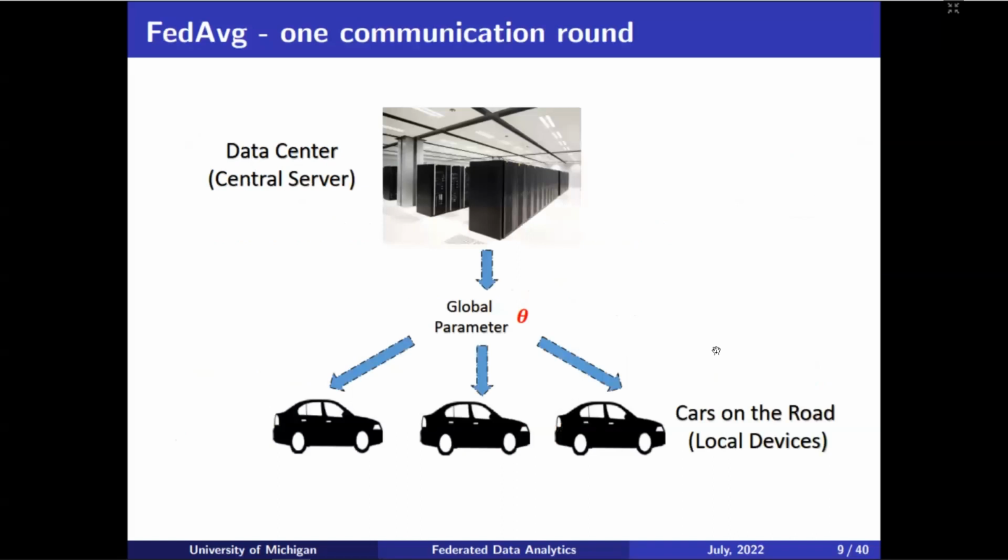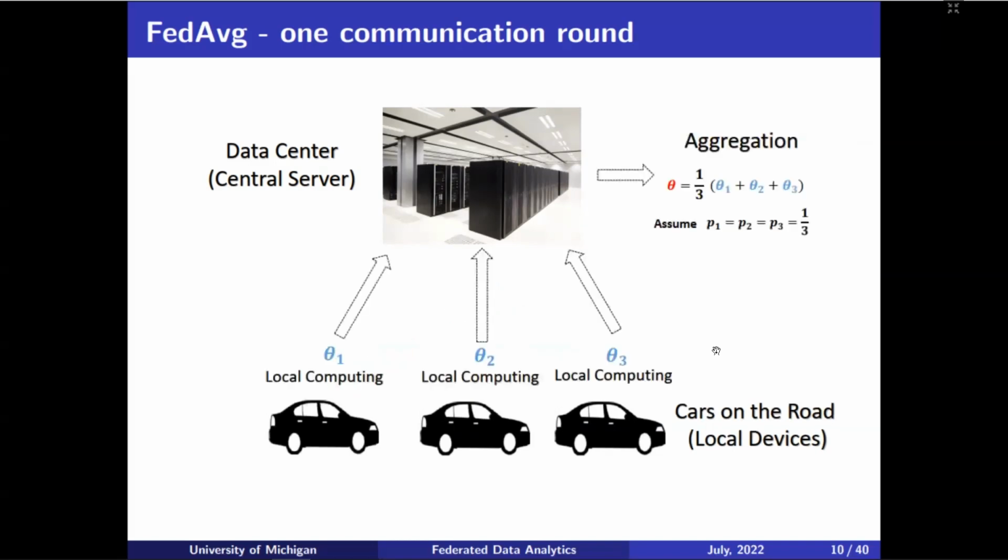Here I give a very simple example of the FedAvg algorithm. Let's suppose we only have 3 devices, which are vehicles on the road. We also have one data center or a central server. At the beginning, the central server broadcasts a global model parameter theta to each edge device. After receiving the global model parameter, each edge device will run some local computations to obtain their own updated parameters theta 1, theta 2, and theta 3. And then they send those parameters back to the central server.